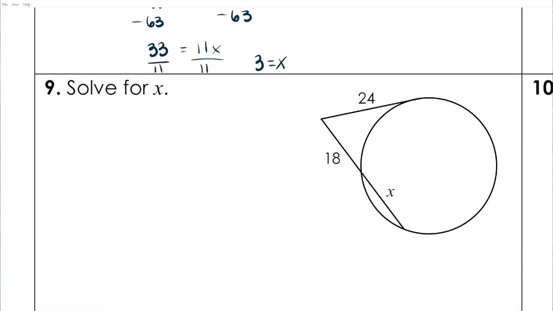How do we know? It touches our circle at exactly 1 point. The yellow line is still a secant. The yellow line is still going to follow what's outside, 18, times the whole length, x plus 18. But for our tangent, all we're going to do is square what they give us. They gave us 24. We're going to square 24.